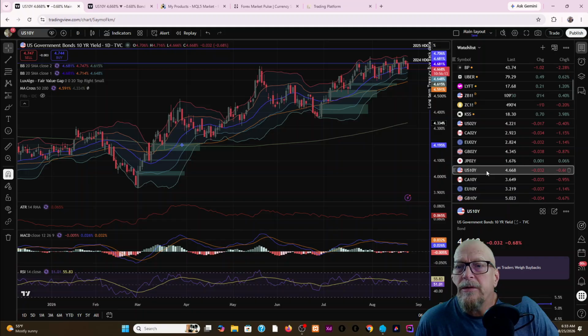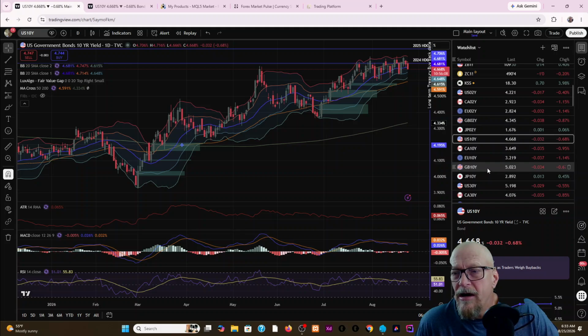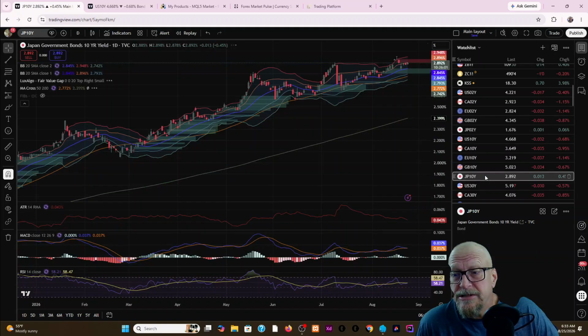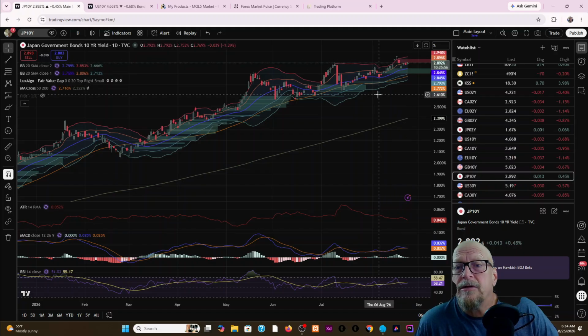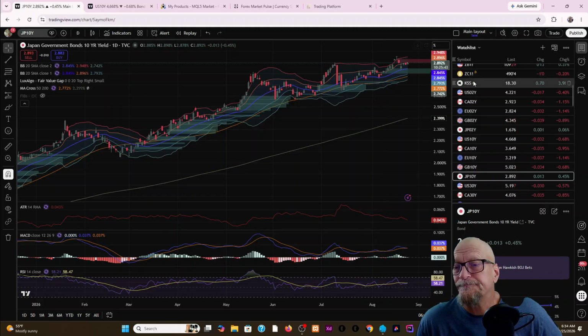Bond yields. We have bond yields right here, 4.668, still high, but coming off of the highs. The Japanese 10-year is going up, which is not necessarily the right direction. It's up to 2.89, but still not burning down the barn or anything, just kind of drifting up to 2.89. 3% is going to be the point where I think all hell is going to break loose, and we'll see what happens when that happens.